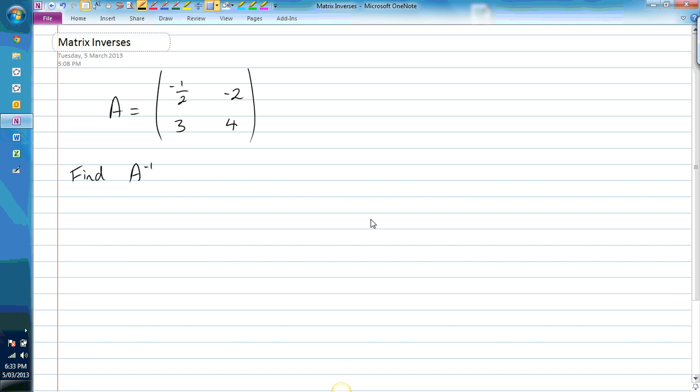Wanted to do one more example of finding a matrix inverse, and this time we're going to do it with a matrix that has negatives and also has a fraction in it. Now, if we remember correctly, the matrix inverse formula says it's 1 over AD minus BC outside of the matrix D, negative B, negative C, A.